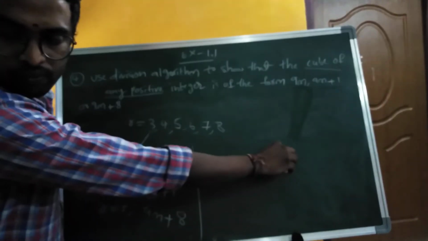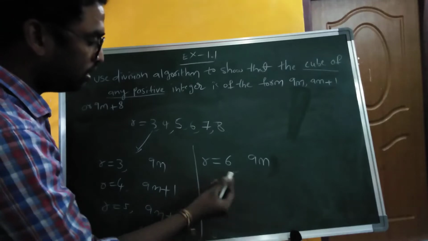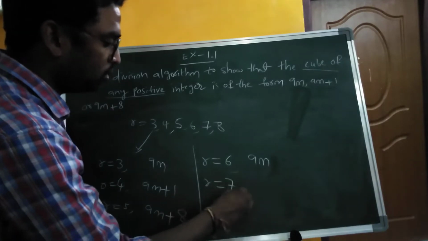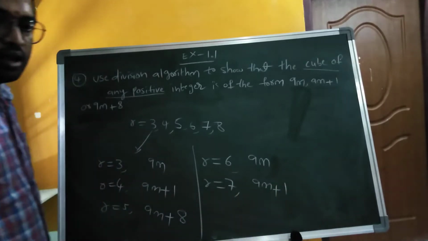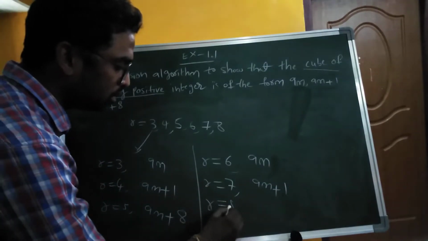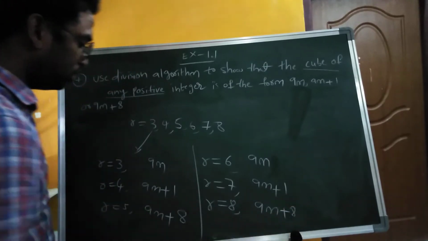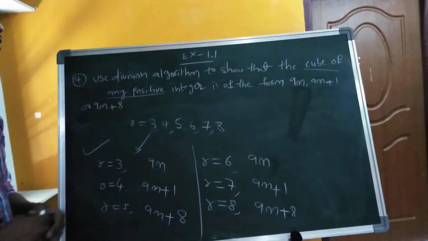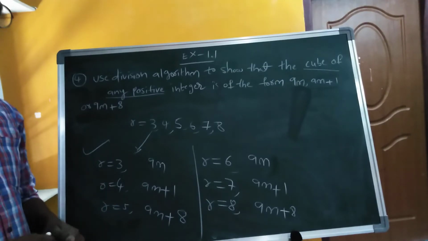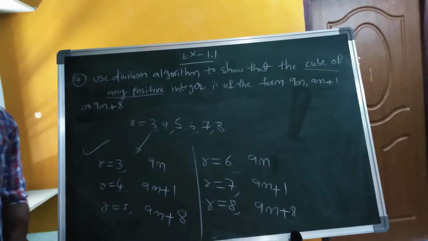So when r is equal to 6, that time you got the answer 9m, okay. When r is equal to 7, you will get the answer 9m plus 1, and finally when r is equal to 8, that time you get the answer 9m plus 8. So this remaining problem you can do, okay. Now I will forward to the next problem, fifth problem, okay.